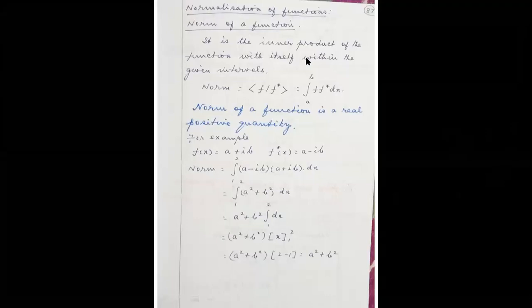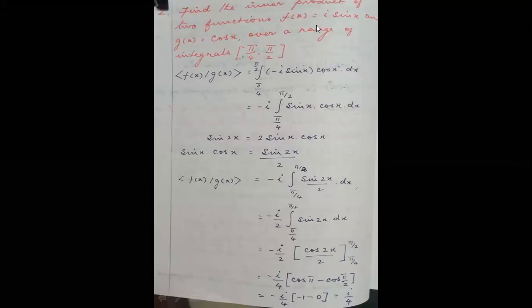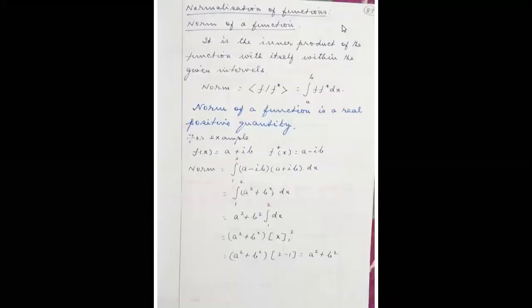What is a norm? Norm is the inner product of the function with itself. In the previous slide, we have seen the inner product of two different functions. So f of x is a function, g of x is a function, and we wanted to find out the inner product of f of x and g of x. What is a function? A function is a mathematical rule by which two numbers can be related. It may be an algebraic function, a logarithmic function, an exponential function, a trigonometric function. Now, if you find out the inner product of a function with itself in the given interval, it is called a norm of a function.